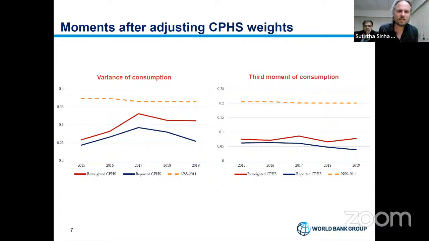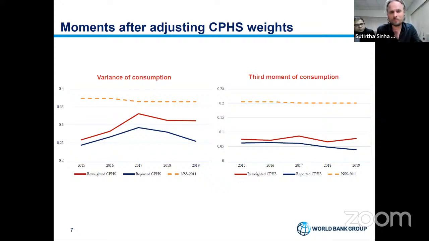One thing you can see here, the blue line are the estimates we obtain using the original CPHS sampling weights, as well as the original CPHS household consumption data. The red line is what we obtain working with our adjusted weights. Again, the adjusted weights establish representativeness in terms of demographics, education, employment, and so forth. But when we inspect the household consumption distribution, clearly there are still some differences.